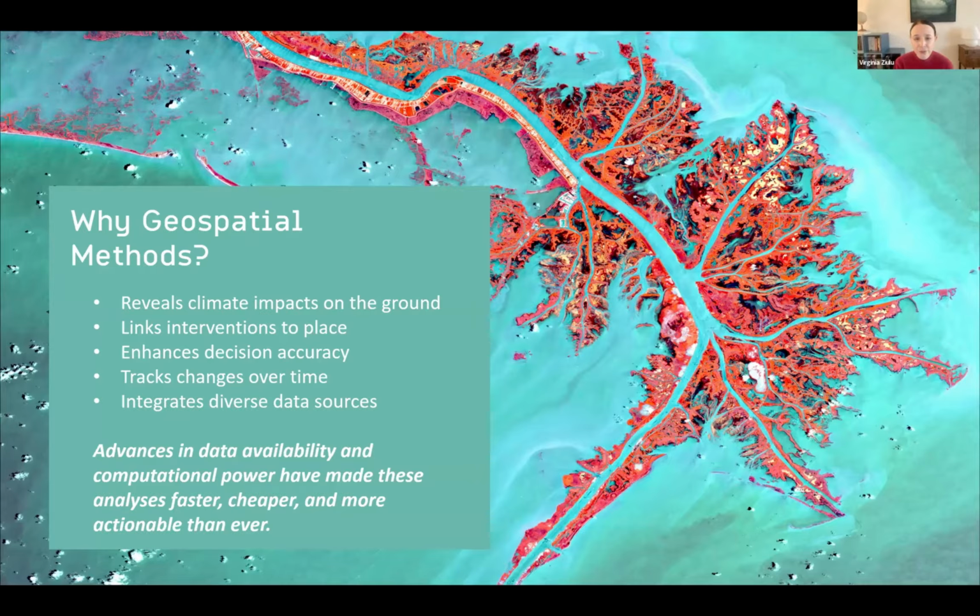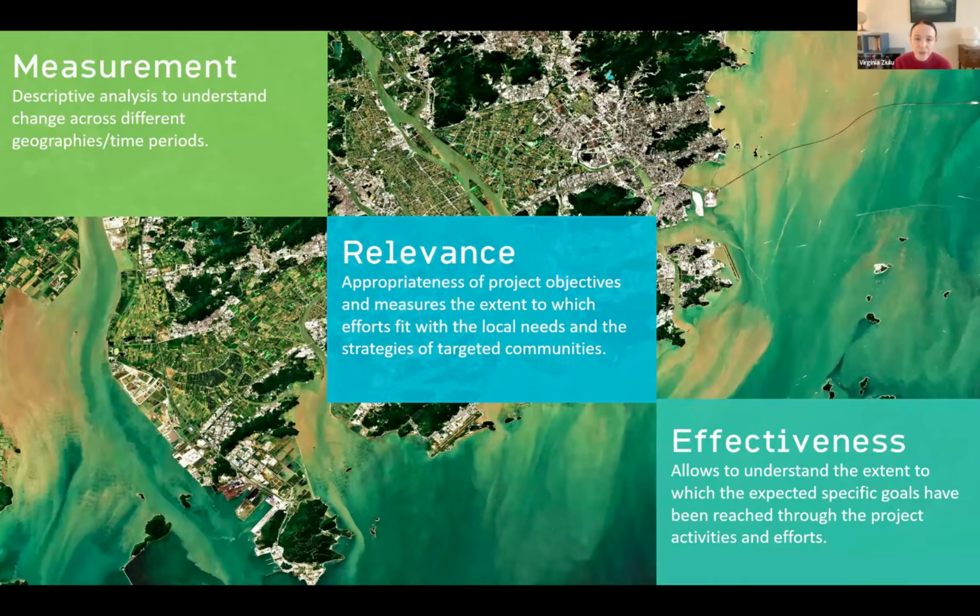So as Estelle mentioned before, I work as part of the Independent Evaluation Group. So in this context, we apply geospatial analysis for the purpose of evaluations. And the way we think about the different categories of applications in our evaluations is these three that you can see on the slide. So essentially for measurement, which refers to more descriptive analysis to see patterns across space and across time. For relevance, which refers to the appropriateness of project objectives and measures the extent to which efforts fit with the local needs and the strategies of targeted communities. And finally, for effectiveness, which allows us to understand the extent to which the expected specific goals have been reached through the project activities and effort.